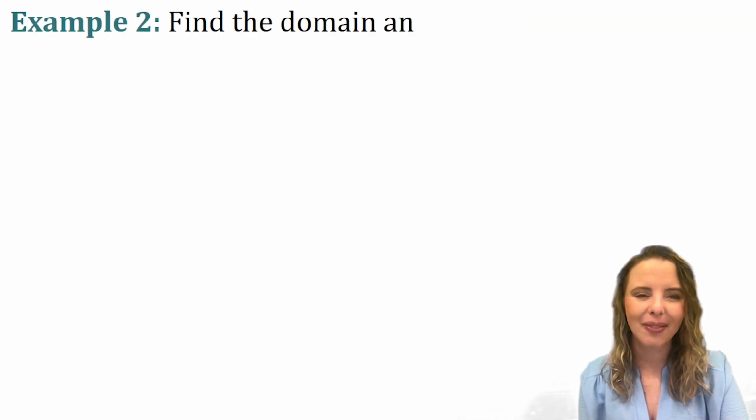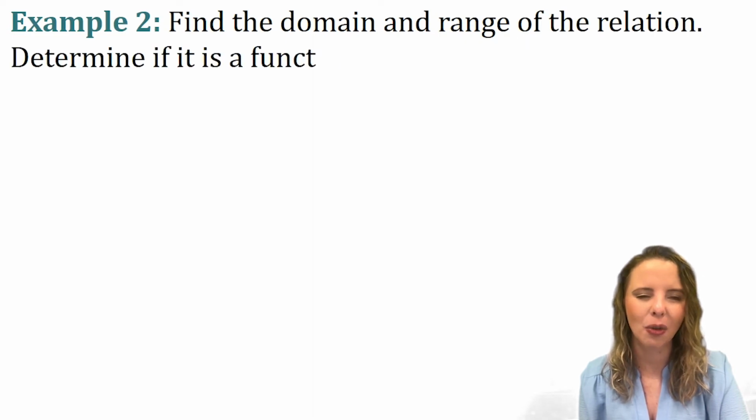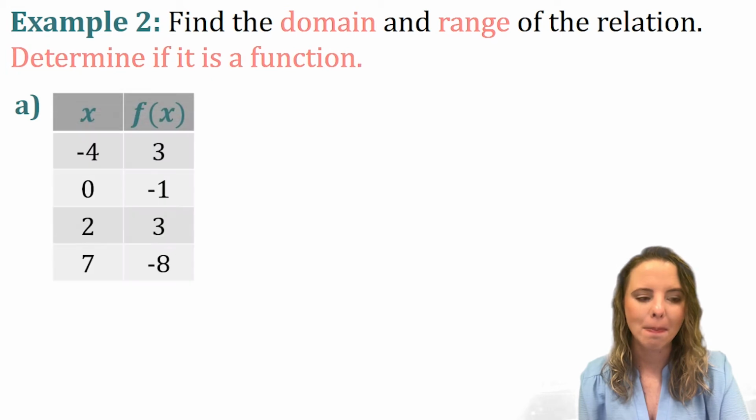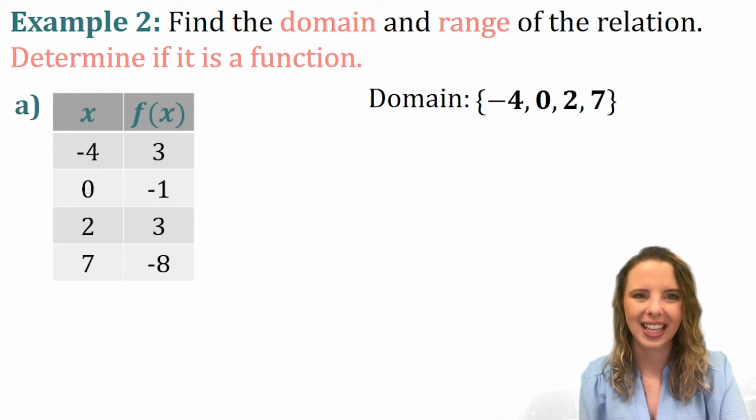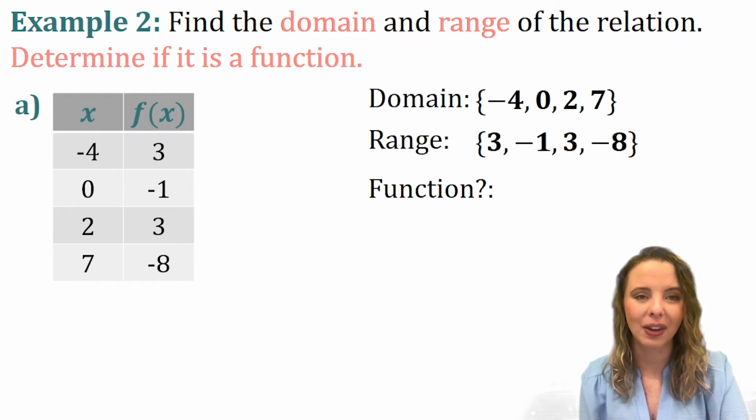Now, we're doing the same thing again, but instead of looking at a set of ordered pairs, we are going to look at a table. I almost said mapping. At a table. Here, we need to find our domain, which is -4, 0, 2, and 7. Our range, 3, -1, 3, and -8. And we need to determine if it's a function.